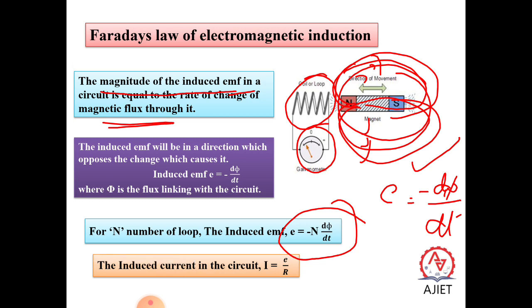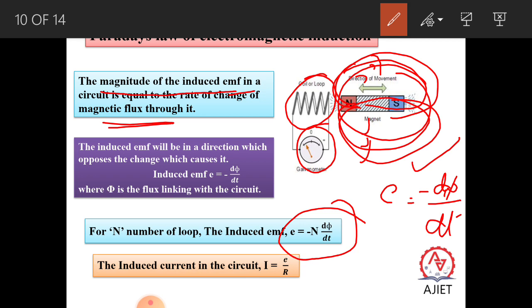And the induced current in the circuit: I already told you that when you move the magnet inside the coil, the galvanometer shows the deflection. That means a voltage is induced or a current is produced. So what is the amount of current produced? The amount of current produced is given by the equation I equals E by R. What is E? E is the EMF induced in the coil due to the movement of the magnet. And what is R? R is the resistance of the coil. Because of that, the current induced in the circuit is given by I equals E by R.